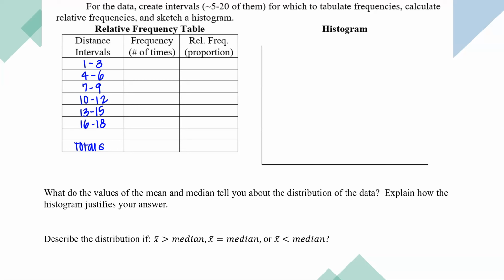Frequency is the number of times that number occurs. Looking back at your data set, you're counting how many times the numbers 1, 2, and 3 appear. It happens a total of 10 times. I'm going to continue and count them up and list them in the second column. The relative frequency would be a proportion. I take the frequency, the number of times 1 through 3 occurs, 10, out of the total 50 data values I have. 10 divided by 50 is 0.2. Continue that for the rest of your distance intervals.